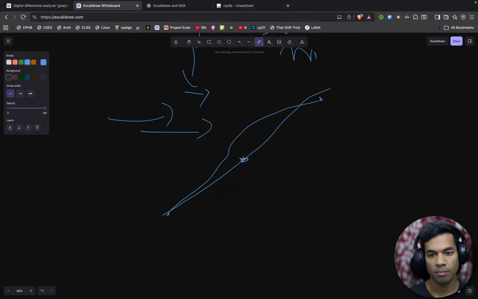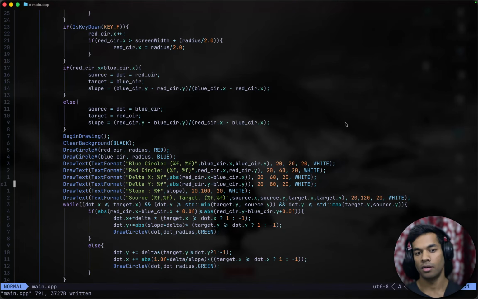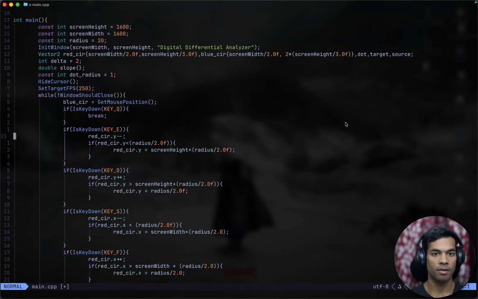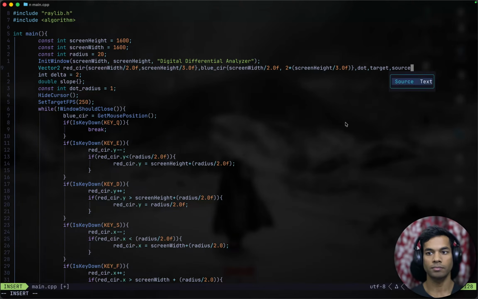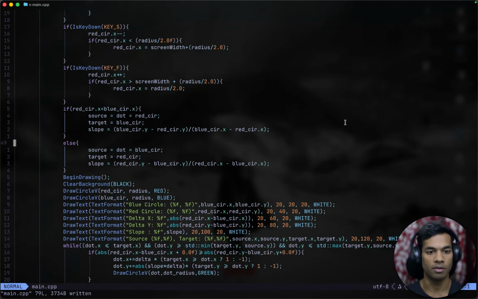How can we calculate the middle point? We have source, we have destination. We are moving, we will keep moving, and I guess, yes. Okay, this is easy to find. We can just take the middle point here and we can draw a circle at the middle point. Middle point is easy here.